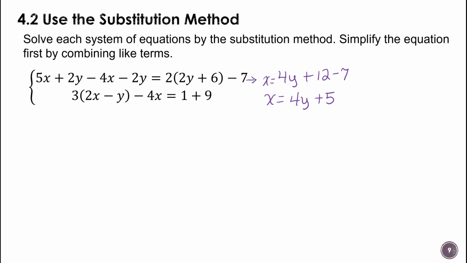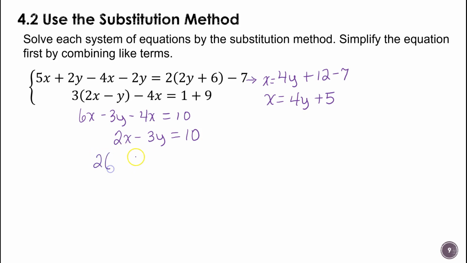Okay. On the other equation, I'll just work on it here. 6x minus 3y minus 4x equals 10. Quite a bit of work before we can even start solving. 6x minus 4x, that's going to leave me 2x minus 3y equals 10. Okay, so on the second equation, I already have it solved for x, and I'm going to take that and put it in for x in the other equation.